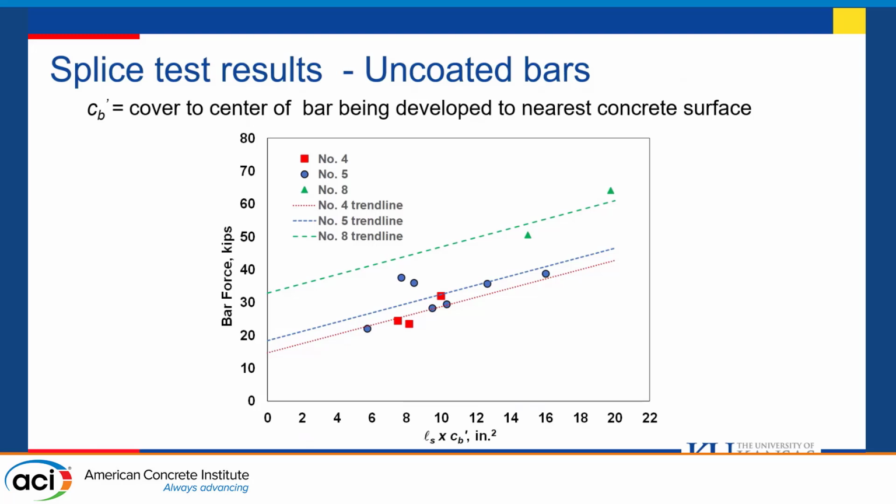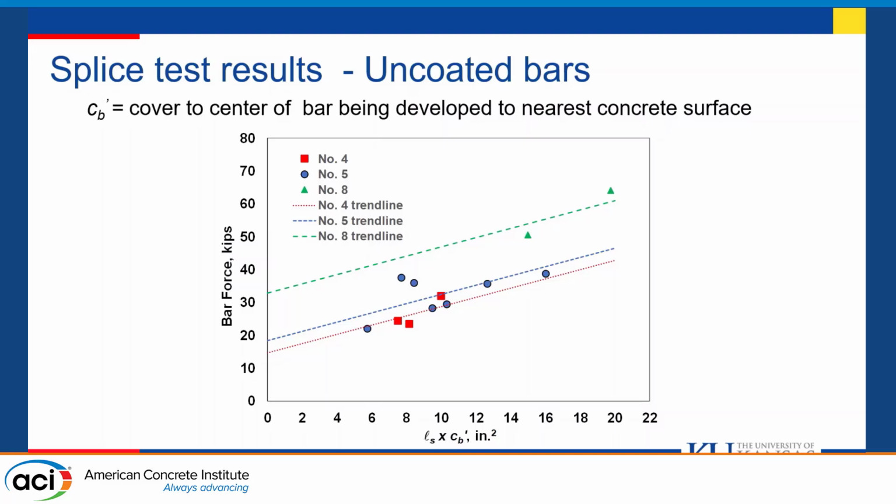So this is the splice test result for uncoated number 4, number 5, and number 8 bars. You can see the plot shows the bar force at failure in kips versus the product of splice length, Ls, and C'b. C'b refers to the cover to the center of the bar being developed to the nearest concrete surface. You can see it does not include bar spacing because from our test result we observed that the minimum of the concrete cover governs rather than the bar spacing.